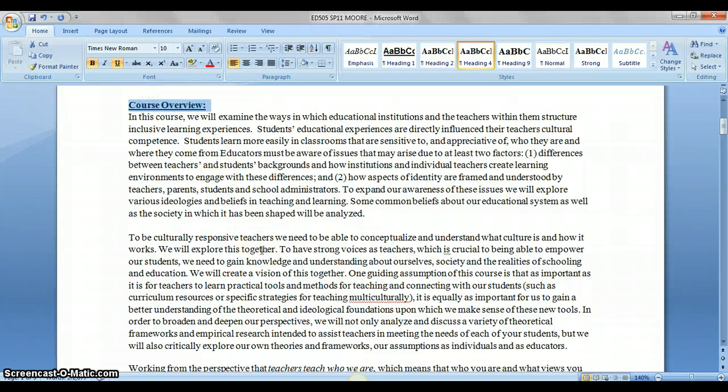Pretty much what we're doing is we're going to be looking at the ways educational institutions and teachers within these educational institutions structure inclusive learning experiences like classroom experiences. So, in order to do that, we have to engage in a very critical understanding of who we are as a person. We have to engage in critical understanding of the structures and then how it all interacts with each other. This means unpacking a lot of what we already know and adding on some new information and mixing it all up.